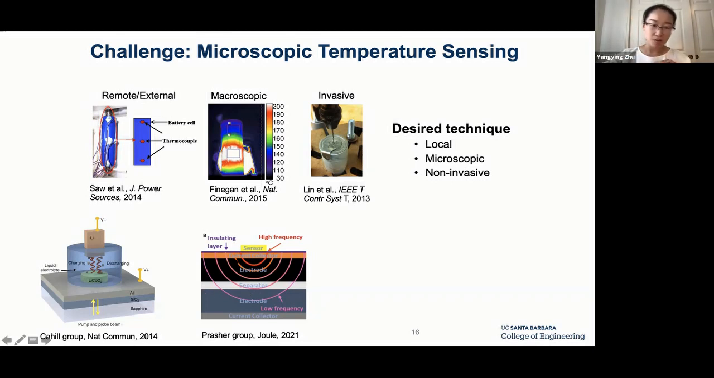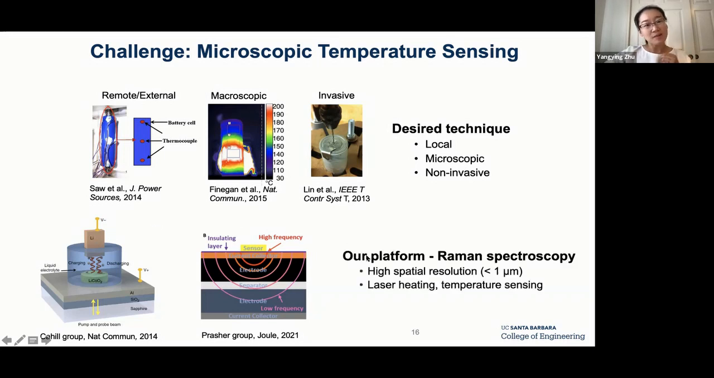Simply by measuring thermal conductivity, they are able to map out the SOC, state of charge distribution. So we are inspired by Cahill's work, where we think about using an optical platform that can allow you to maybe measure the temperature inside a battery and see how temperature impacts batteries. And so we choose Raman spectroscopy.